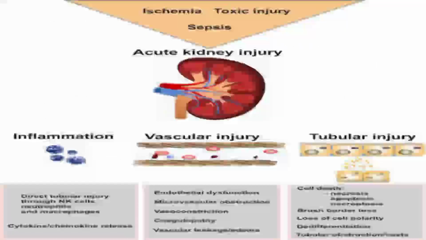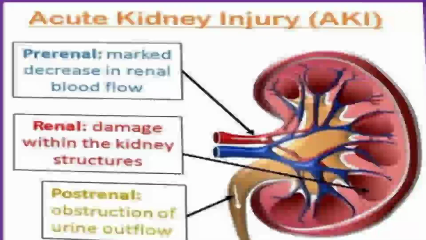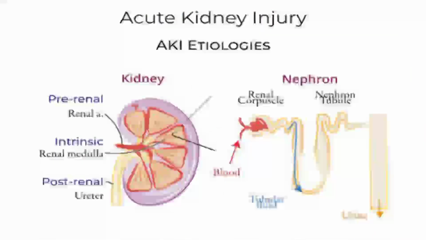As you can clearly see in this picture, various causes of acute kidney injury are listed, like ischemia, toxic injury, and sepsis, all leading to acute kidney injury by the process of inflammation, vascular injury, and tubular injury. This picture is showing the causes of acute kidney injury: pre-renal cause due to impaired renal blood flow, renal cause including injury within the kidney structures, and post-renal cause due to obstruction of the urinary outflow from the kidneys. This picture is also showing the acute kidney injury etiologies.